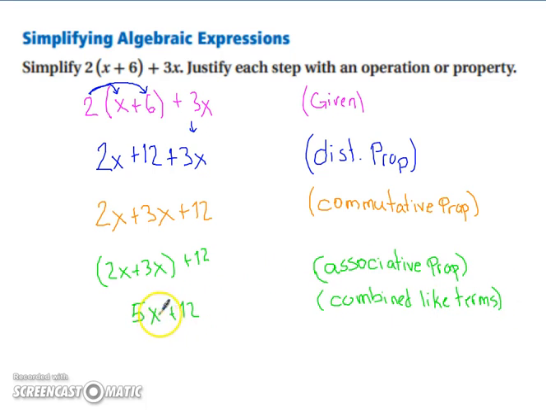Well, can we go any further? Nope. 5x and 12 are not like terms, so that is your end result. You have just simplified an algebraic expression. And that also ends our lesson on simplifying expressions.